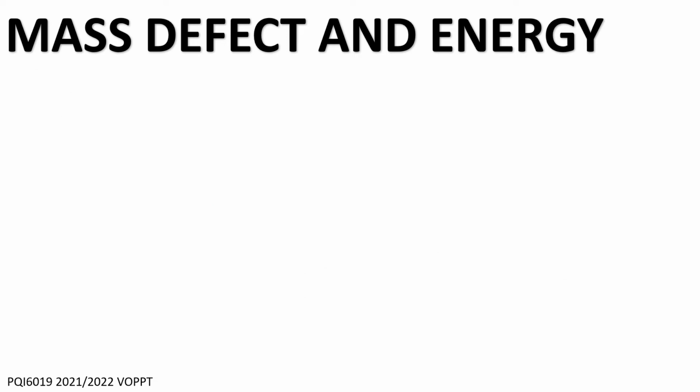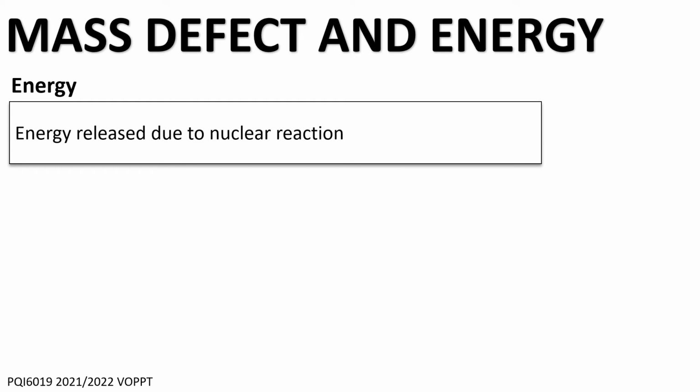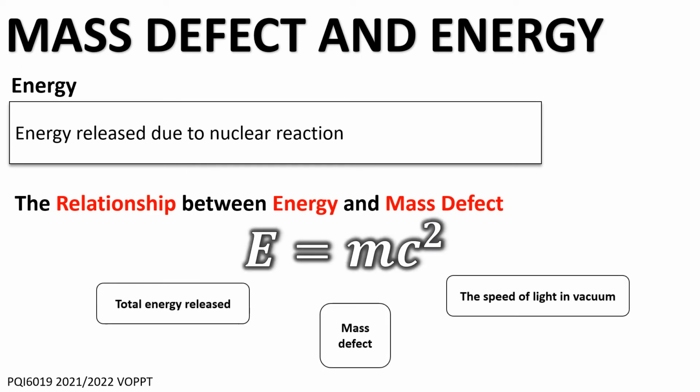We already know what mass defect is. Now we want to know what is meant by energy. Energy is the energy released due to nuclear reaction. So, what is the relationship between energy and mass defect? Yes, you are right. The relationship is this magnificent equation, which is E equals mc squared.